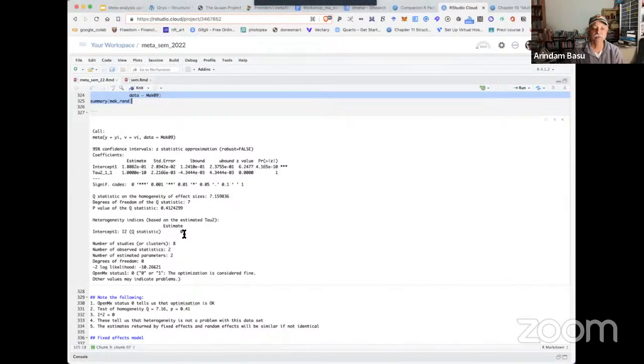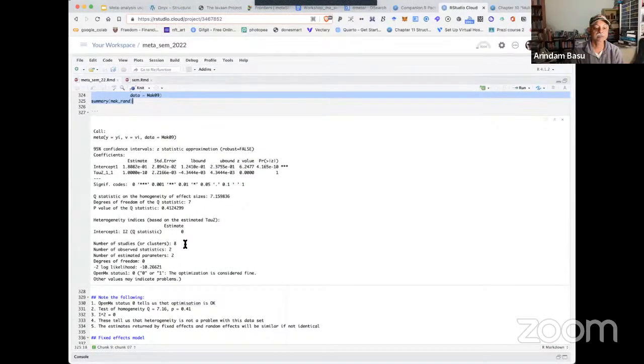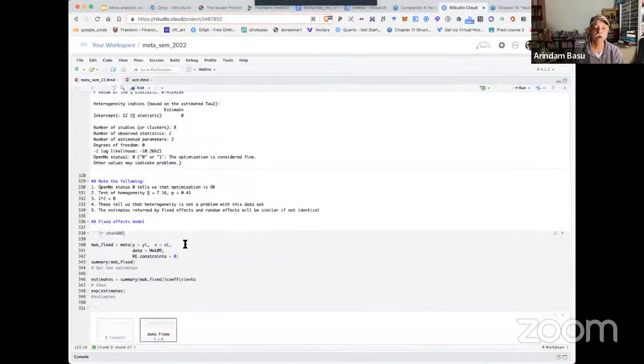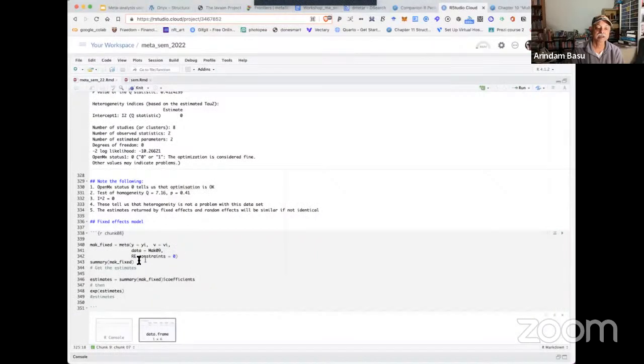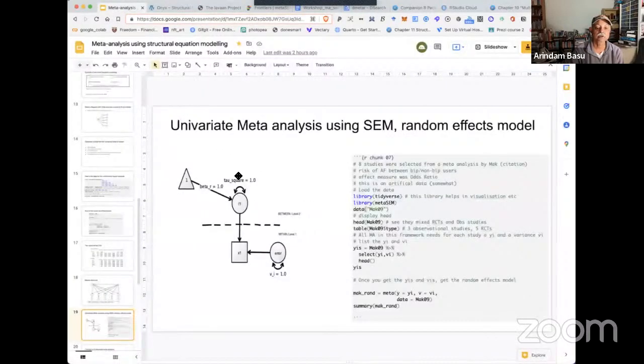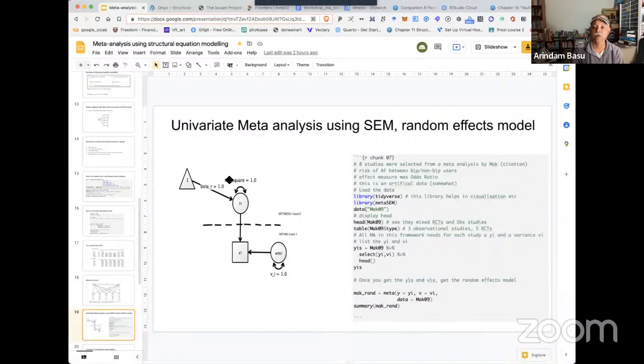Yeah, this is a toy study. We only got 8 studies here. But this is what you get to see in this case. Let's say I wanted to fit a fixed effects model, how would it look? In that case, I would make the RE constraints, that is random effect constraints, to be 0, which means that I would force tau square to be 0. That would turn this random effects model into a fixed effects model. Okay, and if we do that, see what happens.